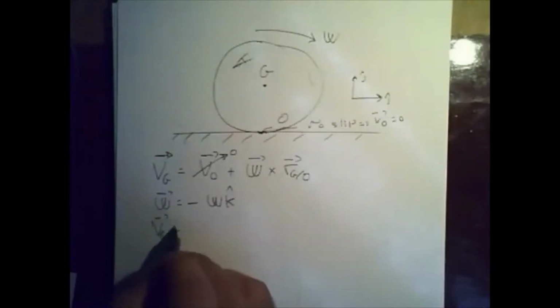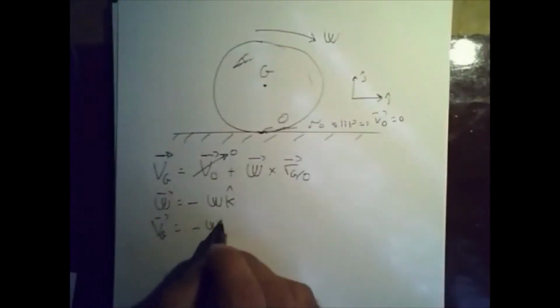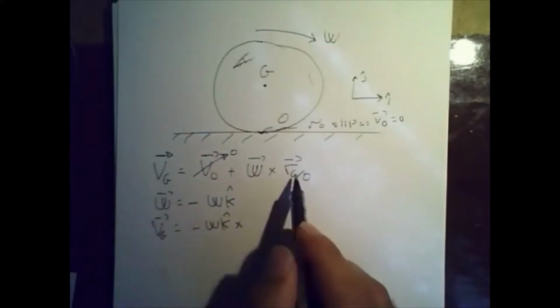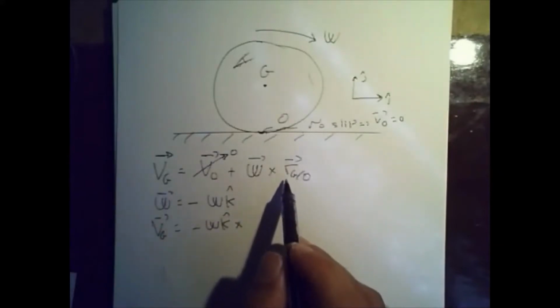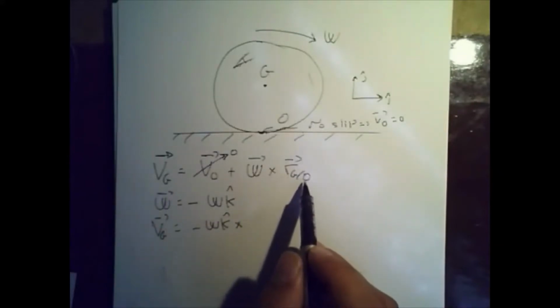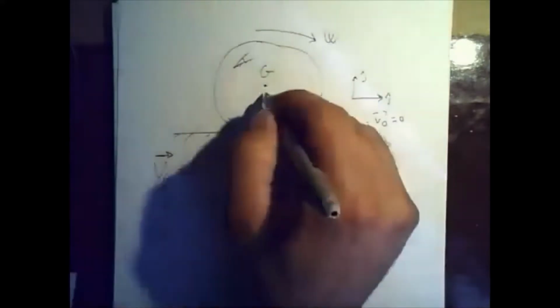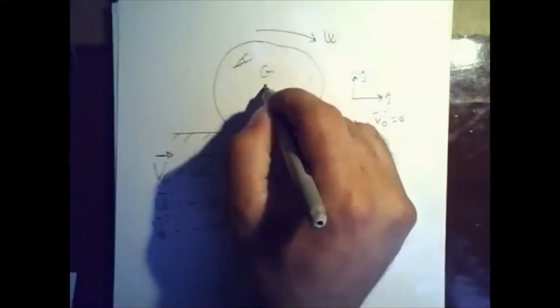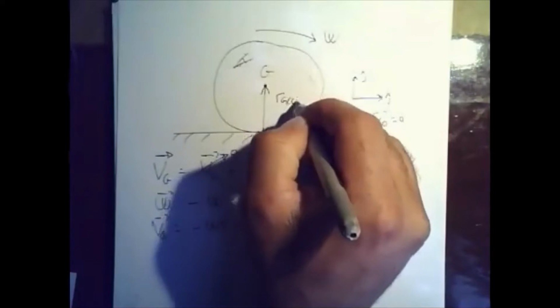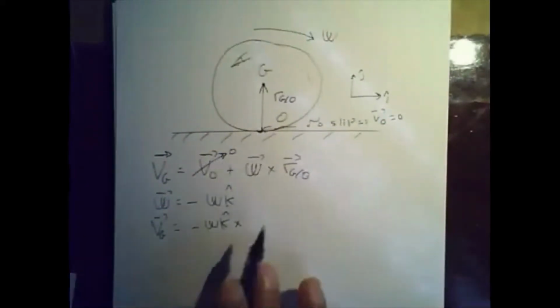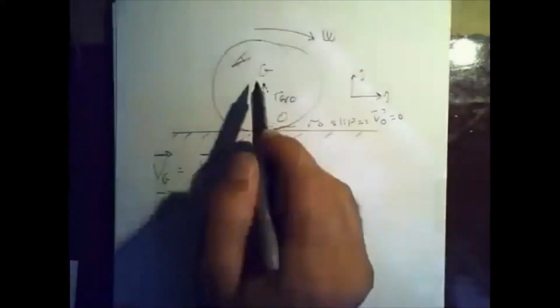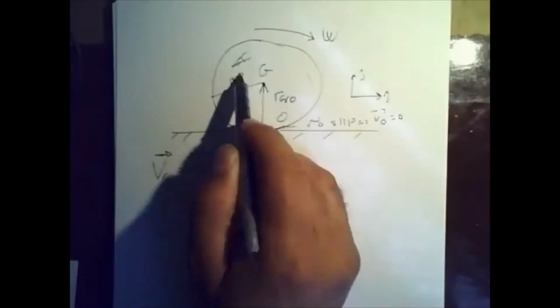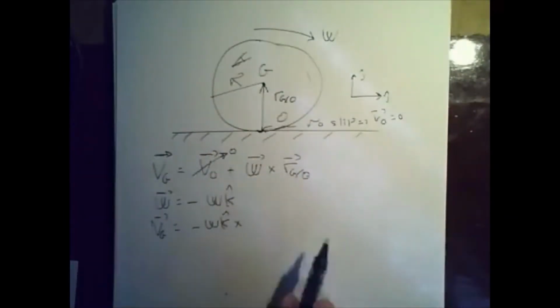So VG is equal to omega, which is minus omega k, cross RGO. What is RGO in this case? We said RGO is a vector that points from O to G, so this is my RGO. Assuming the radius of this disk is r, can someone tell me what RGO is in that frame?